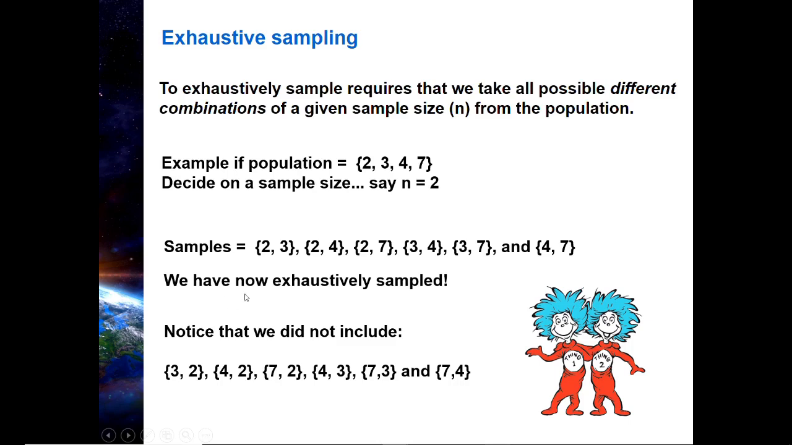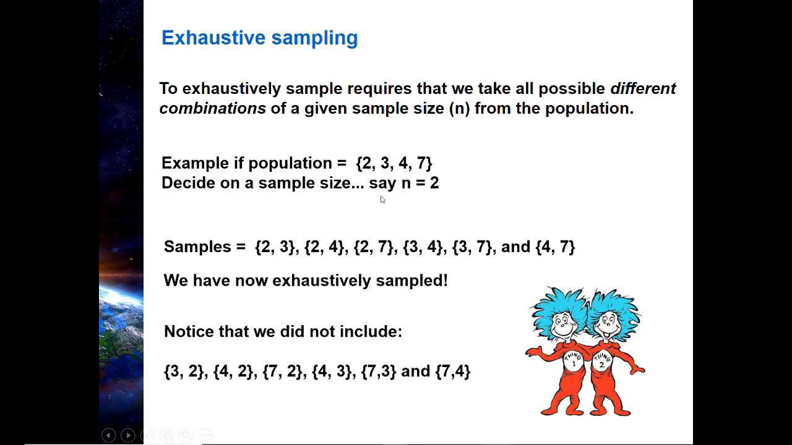Okay. So when we exhaustively sample, we don't care about what order they appear in. We're interested in the unique combination, which means order doesn't matter. So these are all the unique combinations. These would be duplicates. So how many unique samples did we have? 1, 2, 3, 4, 5, 6. So we only have 6 unique samples. We have now exhaustively sampled.